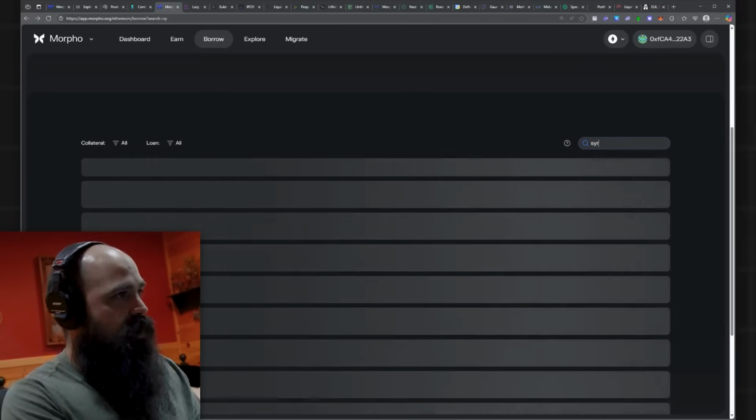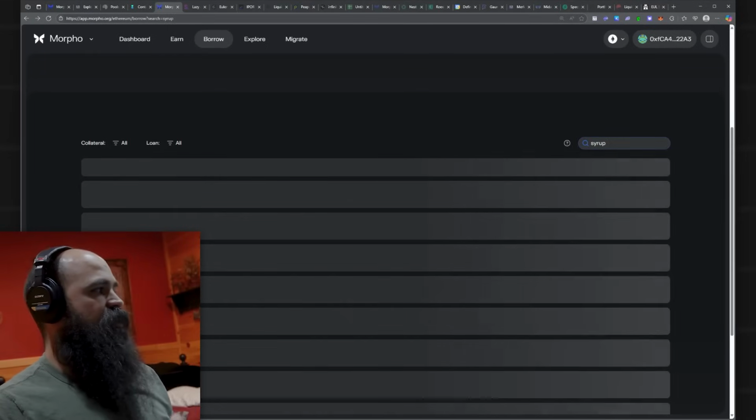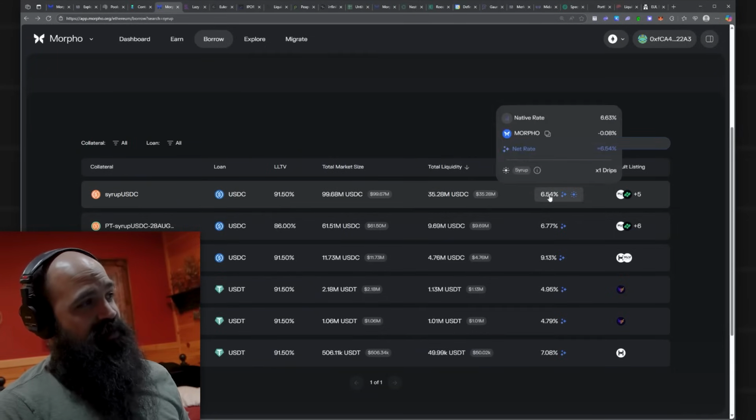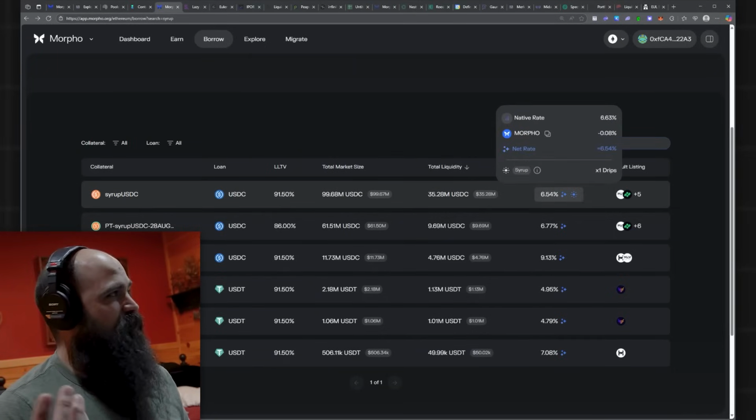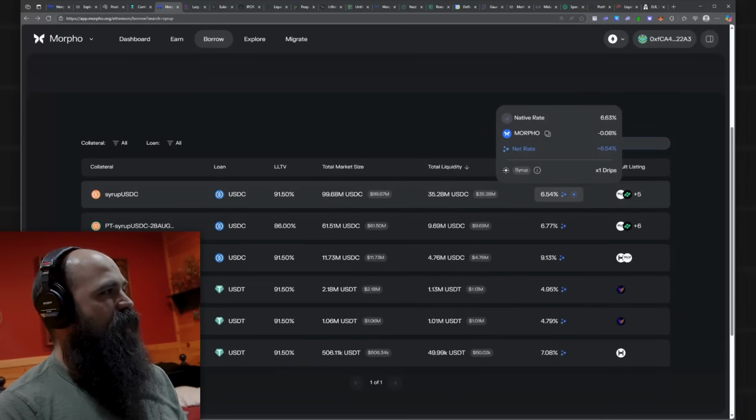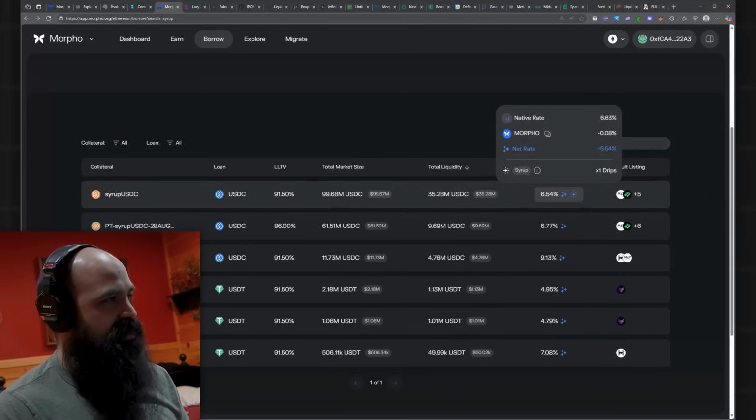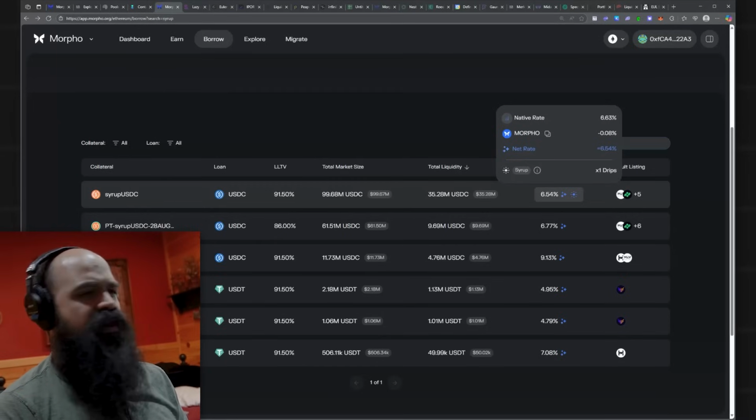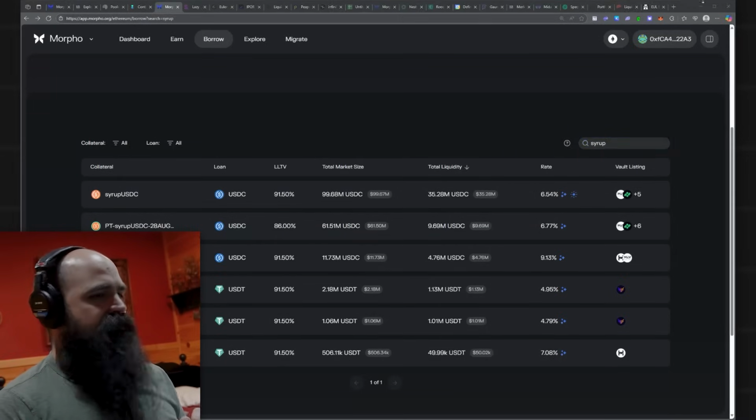There's a couple other ones like the PT Syrup that I like. Let's see if it pops up. Yeah. So they were saying this one was giving, I don't know, 65 or whatever APR. I am skeptical that that's actually the true APR. You'll have to find Syrup's actual APR. There's a site for this, and I bet I can find it.